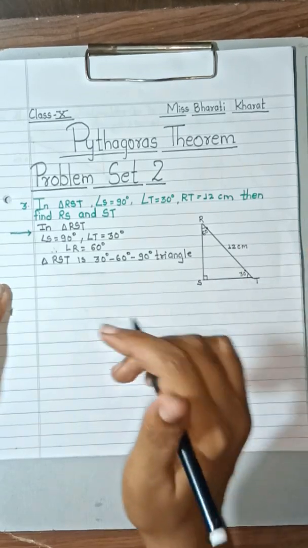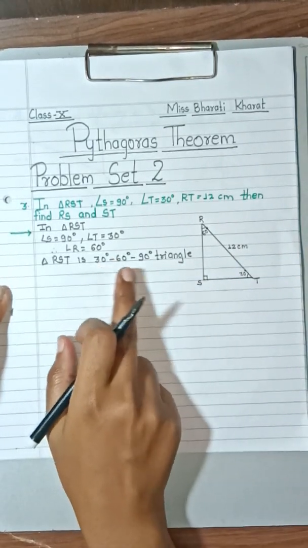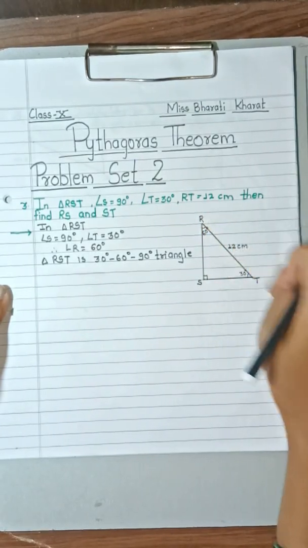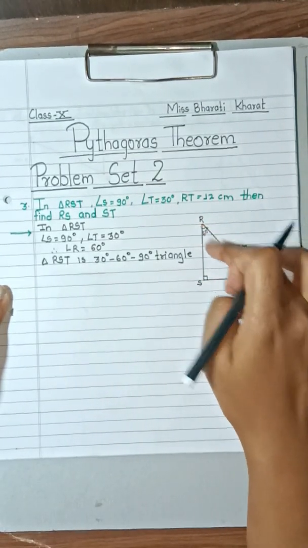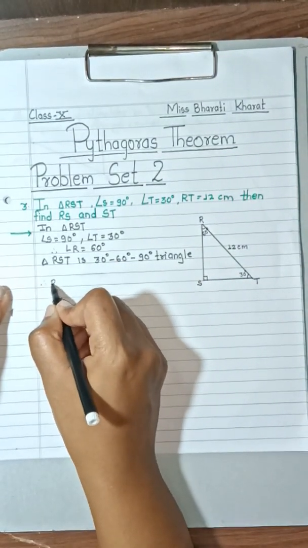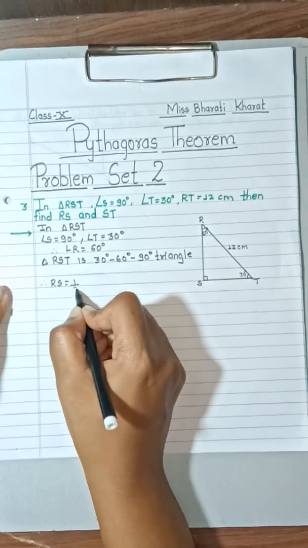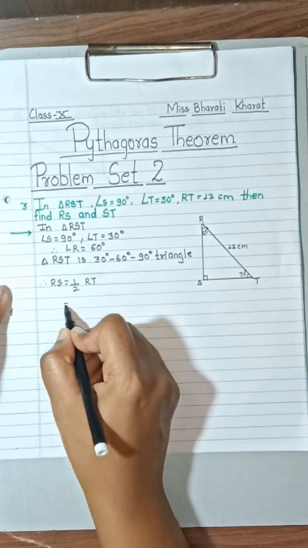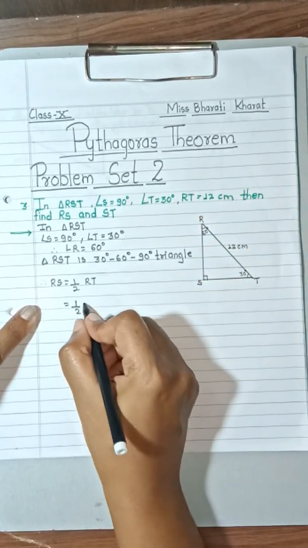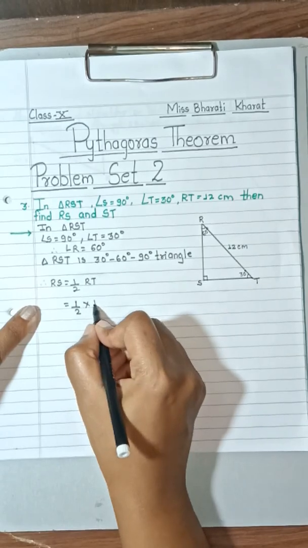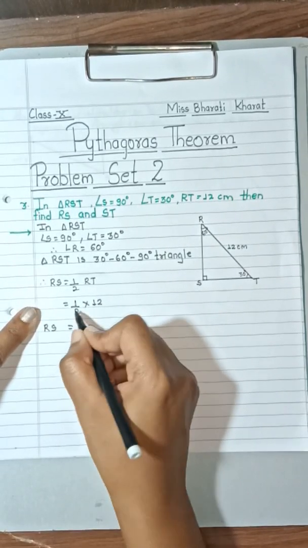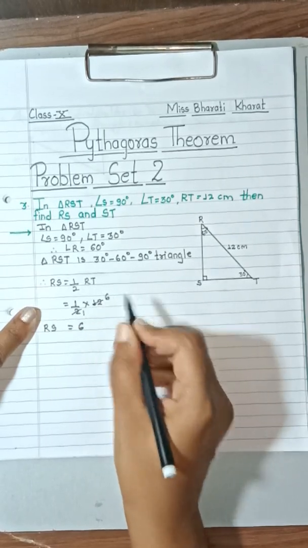We'll write down here: from the theorem of 30-60-90, you come to know that RS is half of RT as well as ST is root 3 upon 2 of RT. Therefore RS is equal to half of RT. How much is RT? RT they have given as 12. Half of the hypotenuse, that is 12. Therefore you can write RS is equal to 6, as 2 ones are 2, 2 sixes are 12.